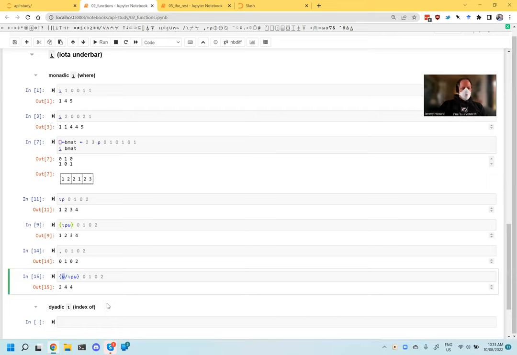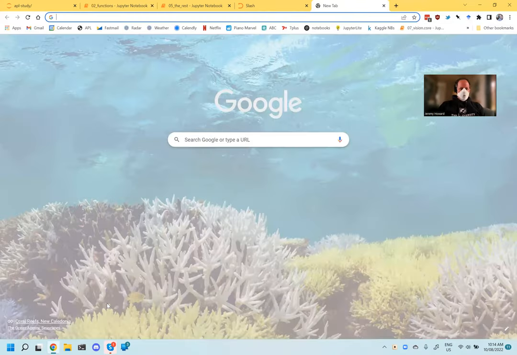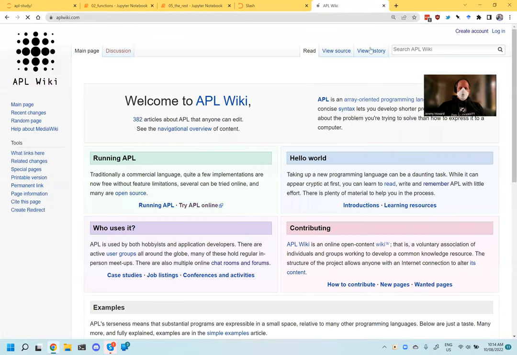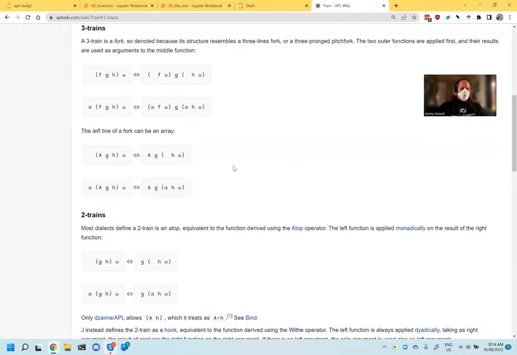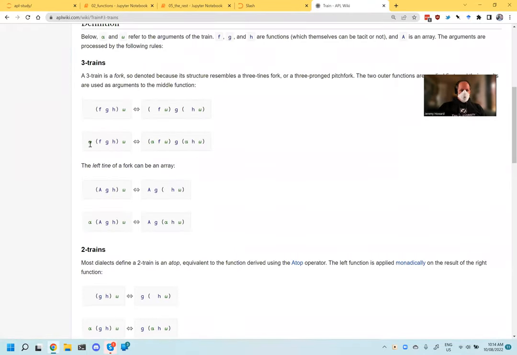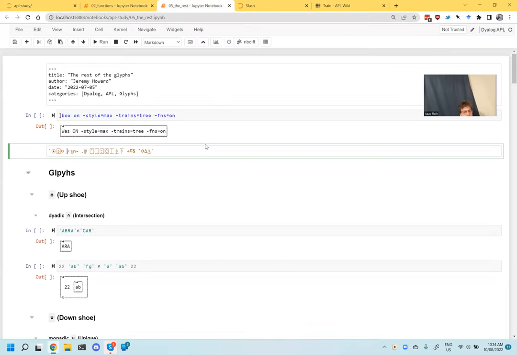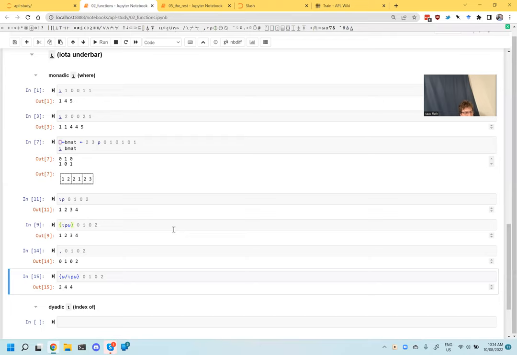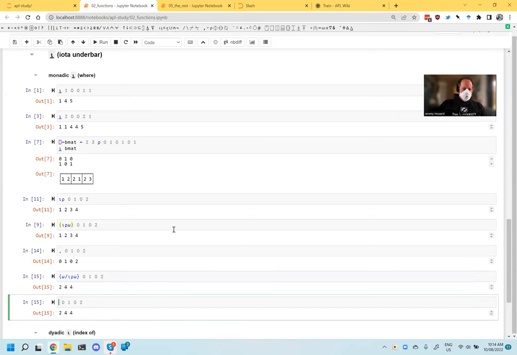Okay, we've got a fork, slash iota rho, and a dyadic fork applies the outside functions to both outside arguments. Is it? Yep. So this is a dyadic fork, and it applies the outside functions to both outside arguments. So were they just recreating the monadic iota underbar? Let's see. Oh, I see. I think you're right.